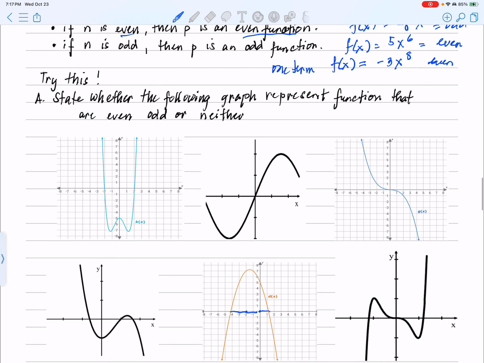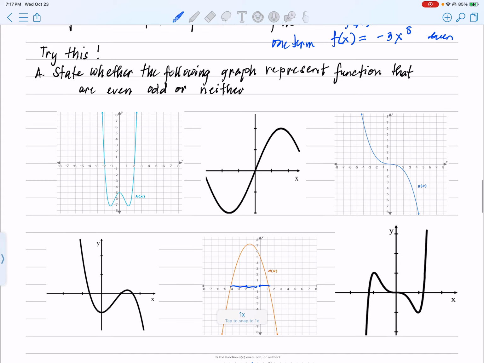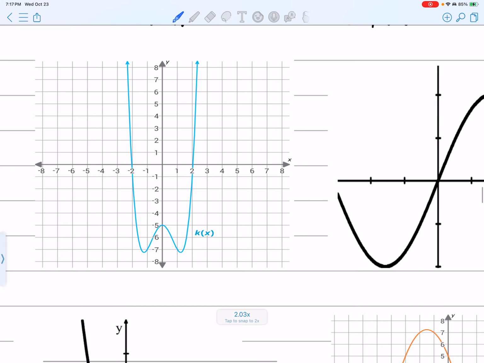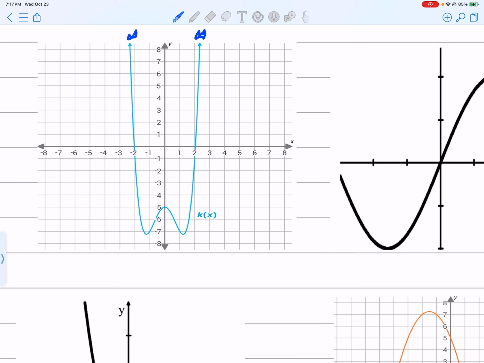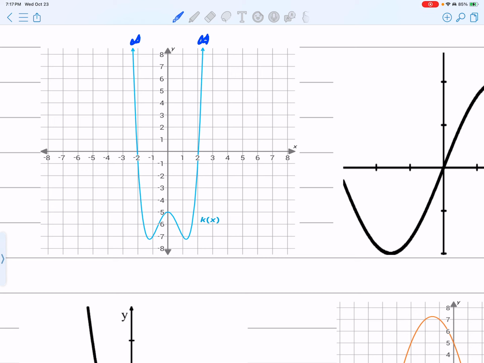Okay, I have several graphs here. Let's master this one. State whether the graph represents a function that is even, odd, or neither. I will try to make this big. As I've said, the first thing that I have to look at is the end behavior. Both are facing upward, so positive infinity. So that means this is not odd. I could tell this is even, but we have to check how even is the even. Maybe it's neither.